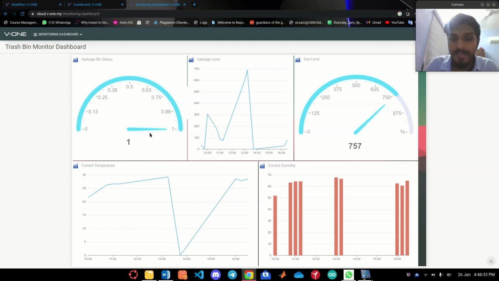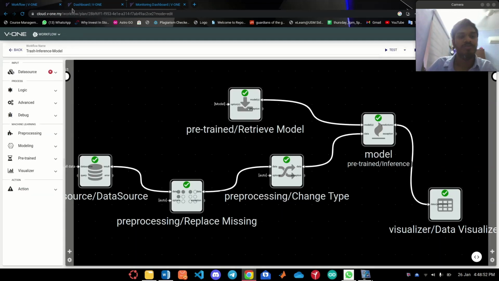The second one is the garbage level. It is a line graph that shows how much garbage is currently in the garbage bin. The third one is the gas level, which shows how much gas is currently emitted. The fourth and fifth ones are the current temperature and the current humidity. Next we go to the machine learning part.